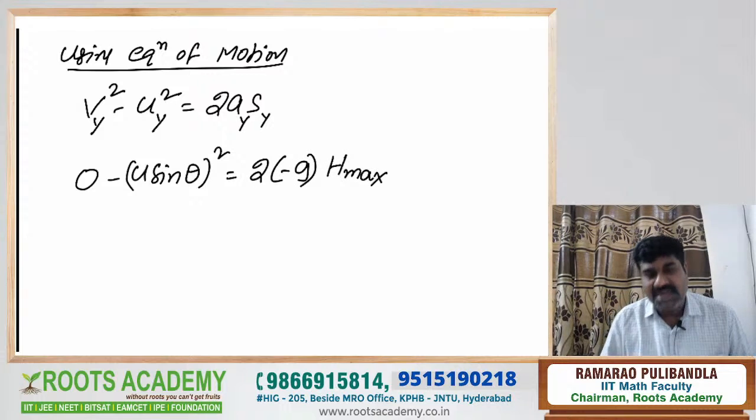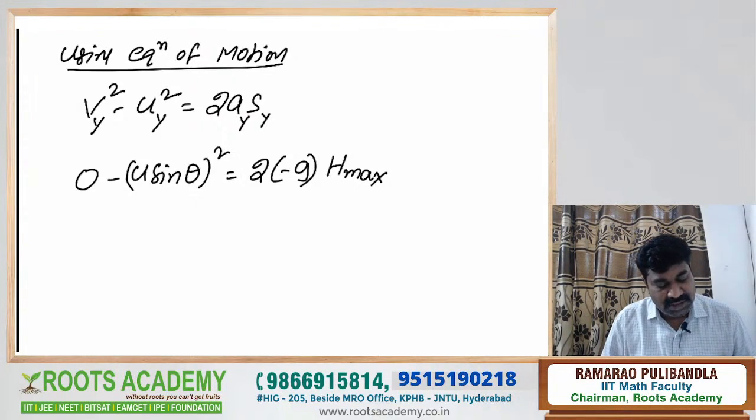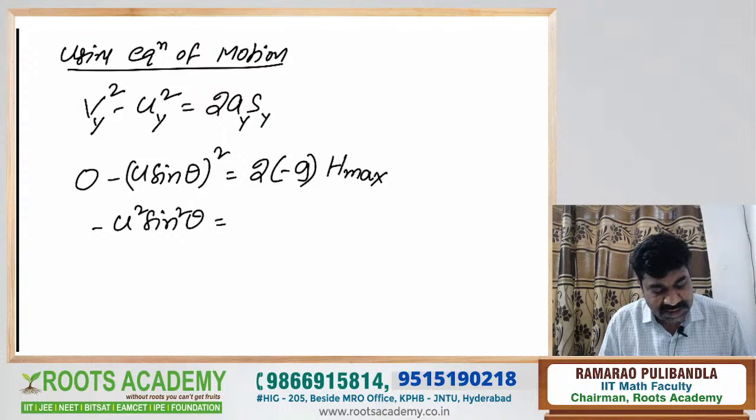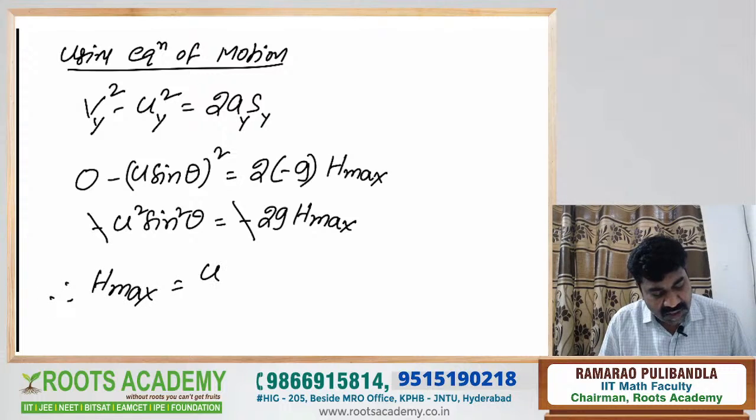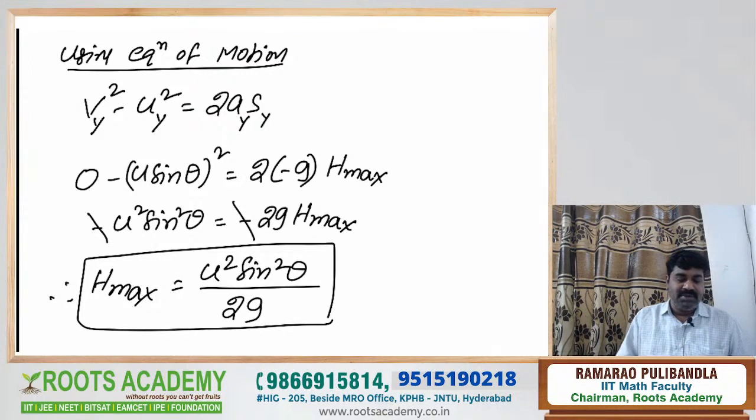This S is nothing but H max. So this is minus U square sin square theta is equal to minus 2G into H max. Minus cancels. Therefore, maximum height H max is equal to U square sin square theta by 2G. This is the formula for the maximum height.